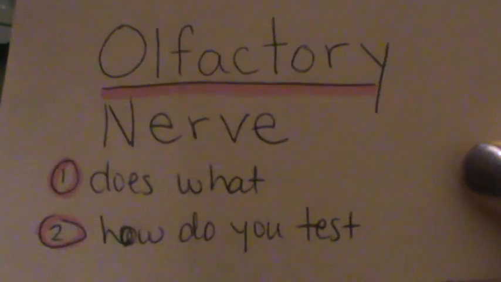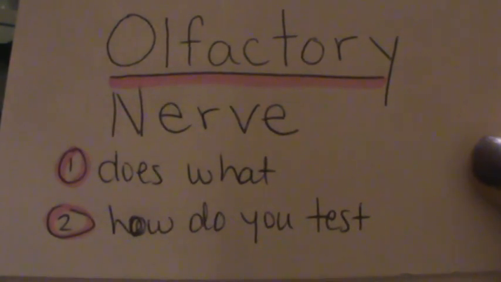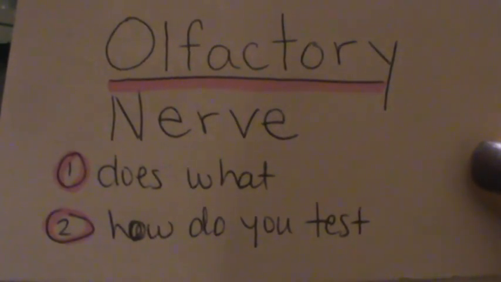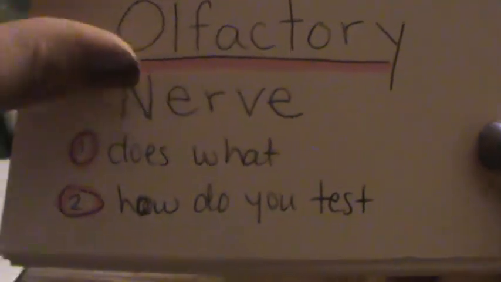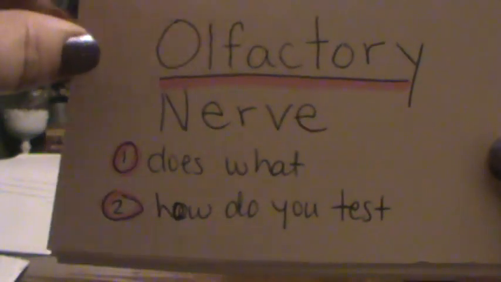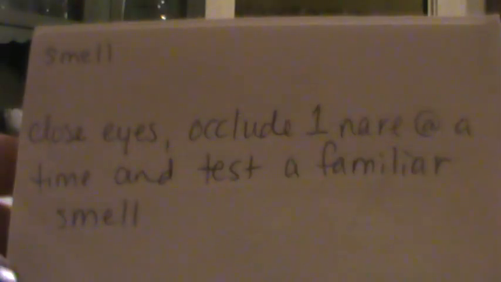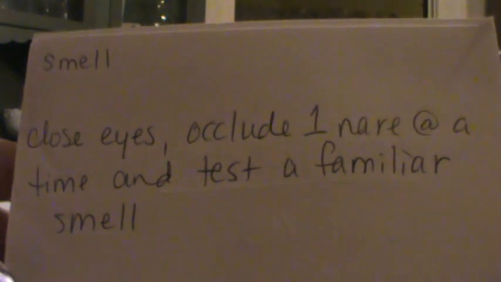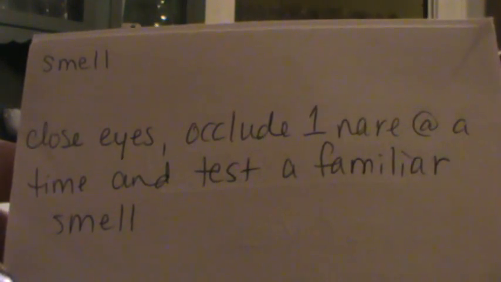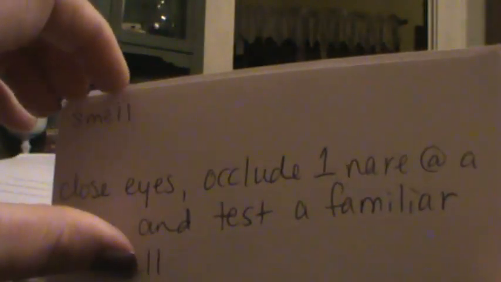The olfactory nerve. What does it do and how do you test it to make sure it's working? Olfactory is in charge of smell. You close the patient's eyes, occlude one naris at a time, and then test with a familiar smell, like an alcohol wipe or something that you've prepared in advance.